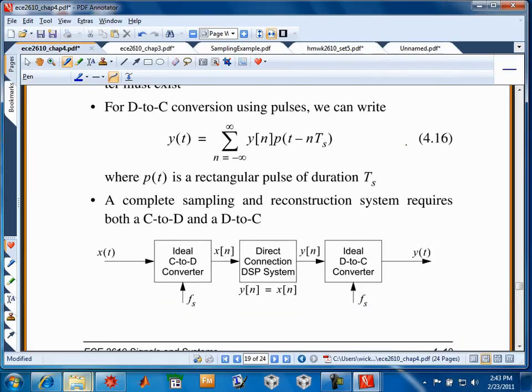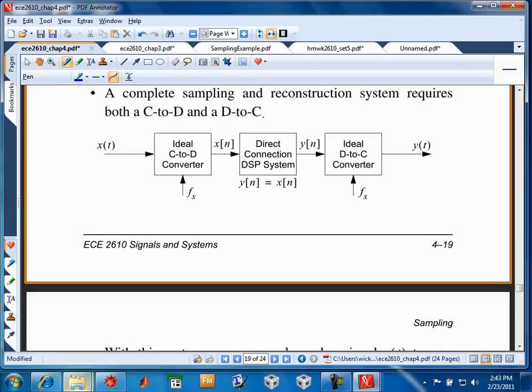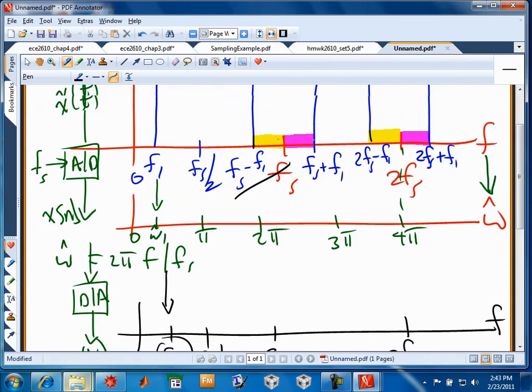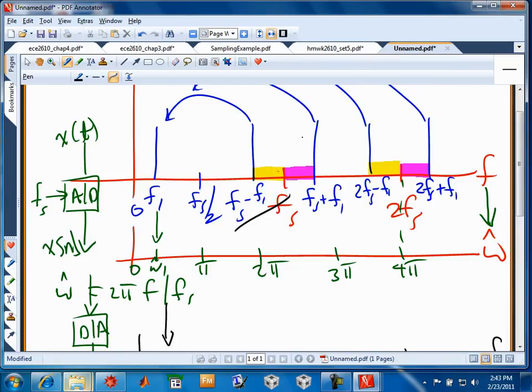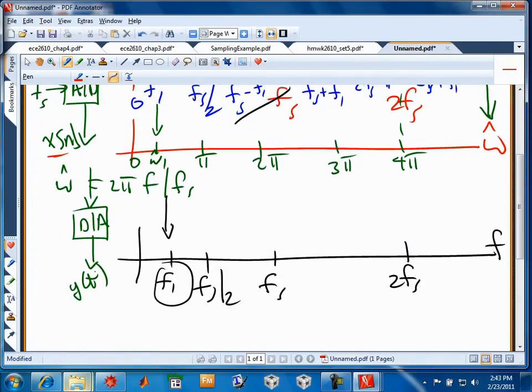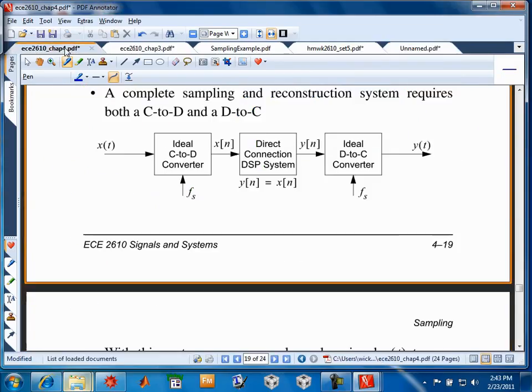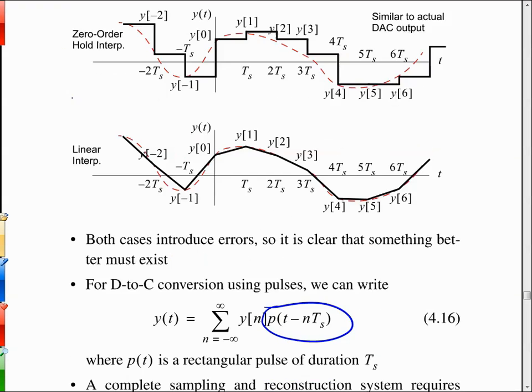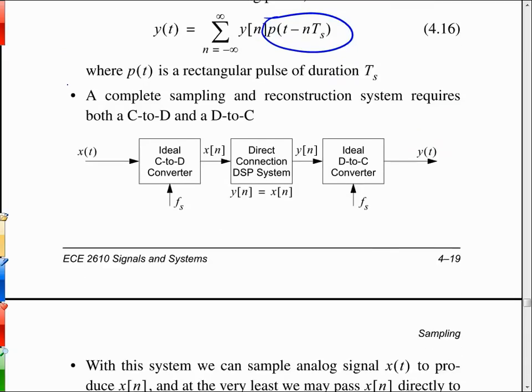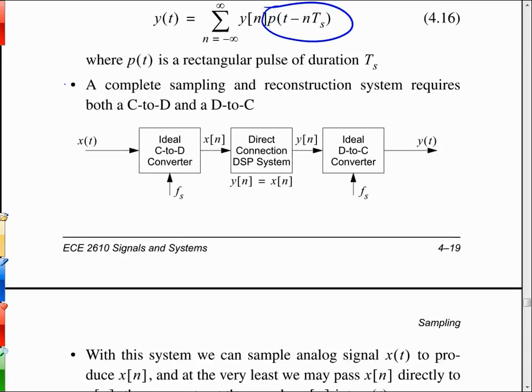Formally, what we need to do is have some sort of pulse function in here that will take the sample values and interpolate between them in order to get the reconstruction to take place. So when I was drawing up a picture early on the scratch sheet, this picture right here, where we went from input x of t to x of n after we go through the A to D or continuous to discrete, and then back out to the analog world again through the D to A, it was this picture right here.